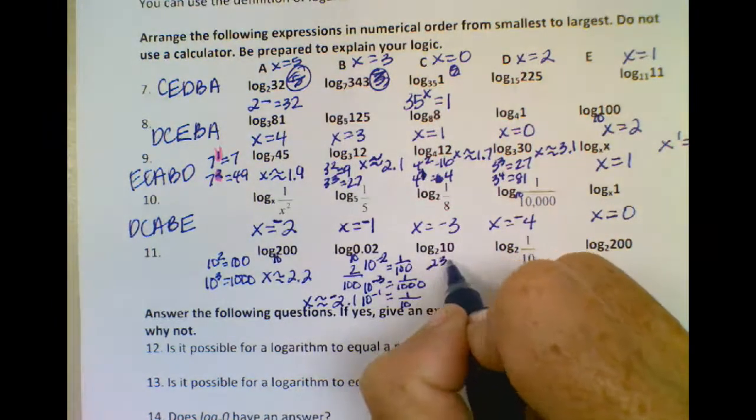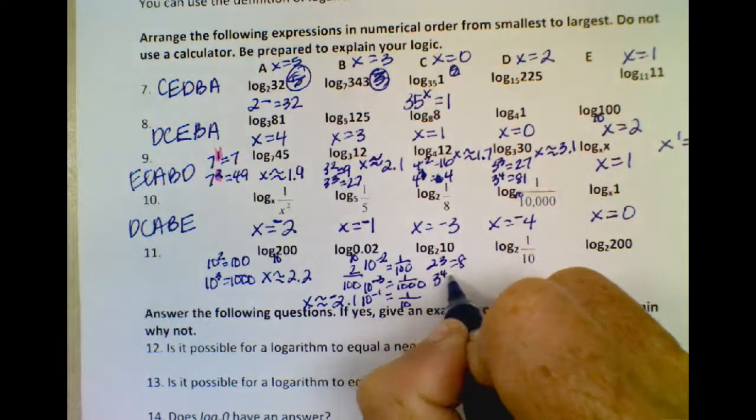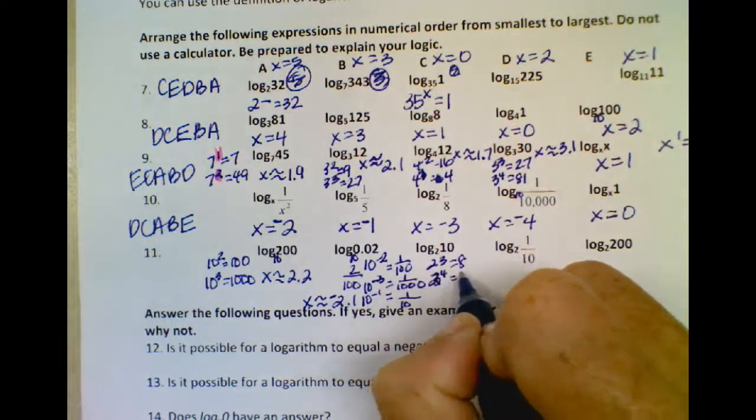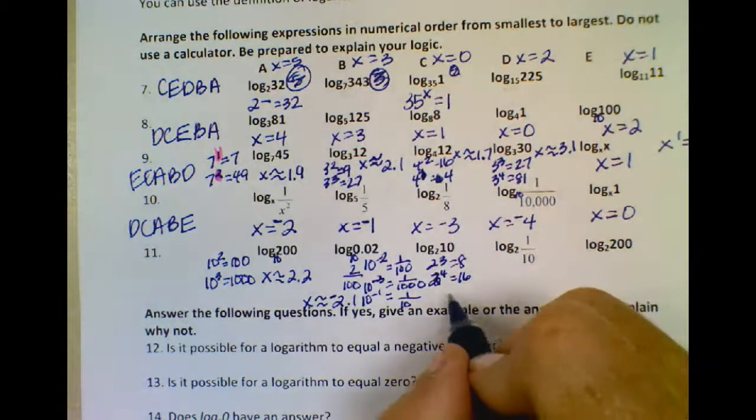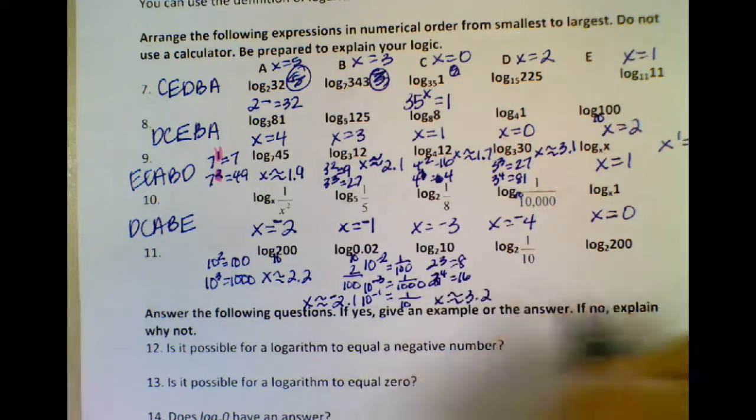2 to the third equals 8. 2 to the fourth equals 16. 10 is closer to 8 than 16, so it's probably going to be 3 point something, so I'll say 3.2.